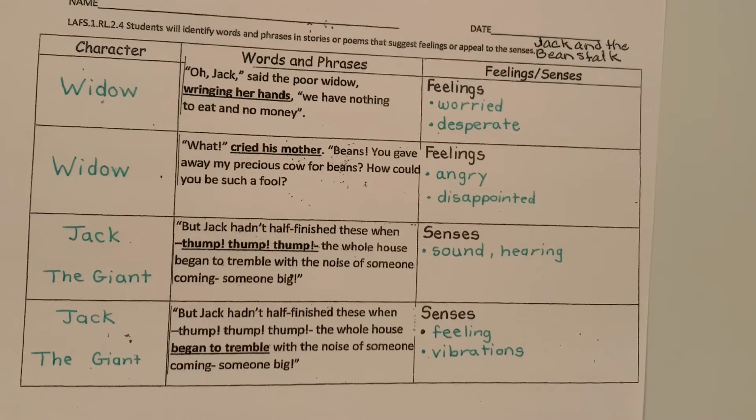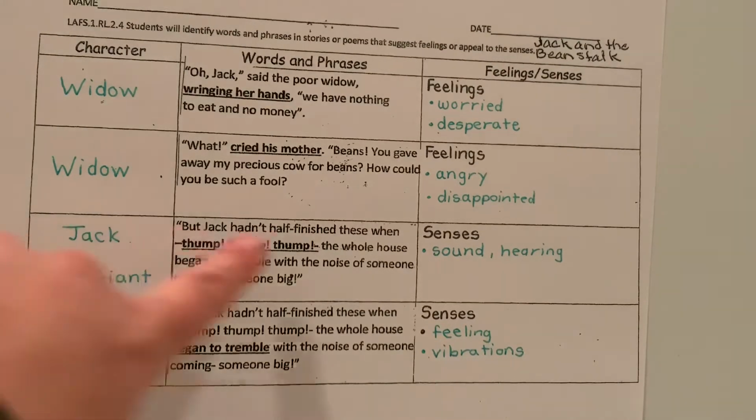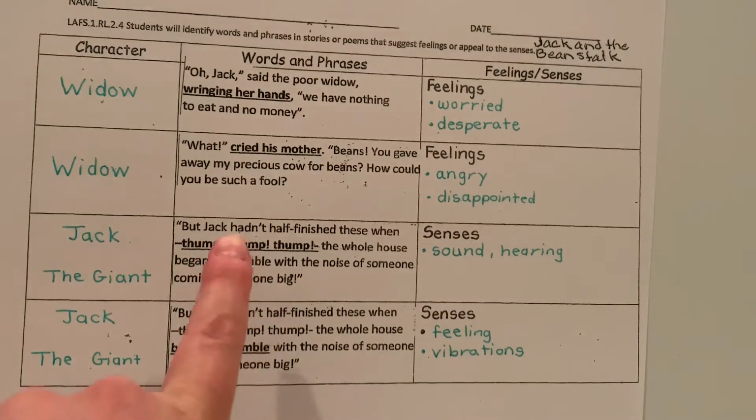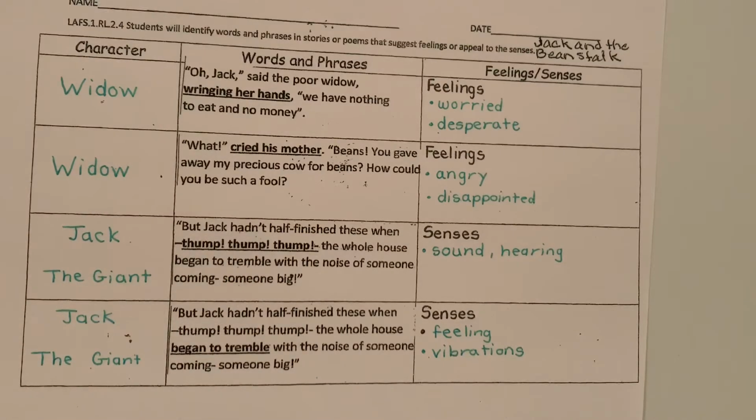So the next two were senses, and I wrote it in the boxes here. But I wanted to make sure everyone was focusing on those things. Some of you were focusing on feelings, and that's okay. Some of you said, for example, in this part of the story, Jack was scared or frightened, and that's very true, he was. But it wanted you to focus on the senses that these different words make you think about.